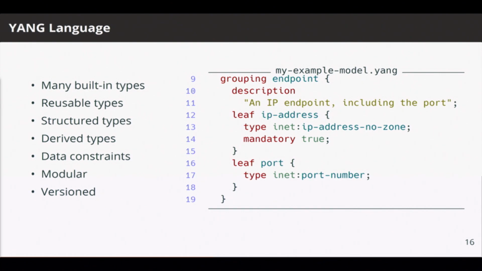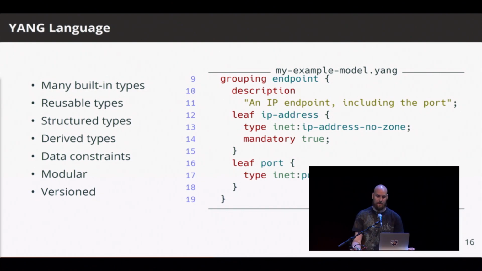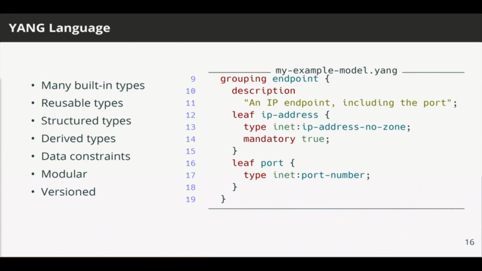Then you can do derived types. So I could even create a type that says, well, I'm actually IP address no zone, but I'm going to restrict it to the first octet being 100. That's even possible. You can do data constraints, like the mandatory, if I have a value here, it must match a value in a different part of the tree in this model. It's modular, so you can just create different modules that can be imported by other modules. And it's versioned, because when you do an import, you actually must import from a versioned Yang model.